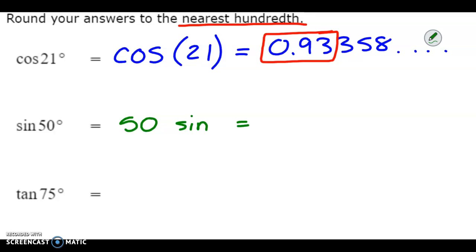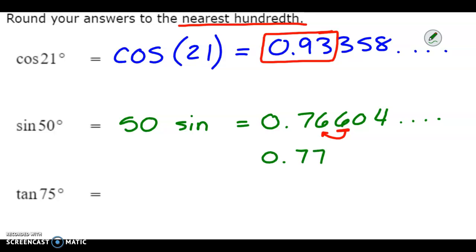Okay? And that's going to end up giving you 0.76604, blah, blah, blah. Again, nearest hundredth is going to end up rounding the first 6 up to 0.77, and that's going to be your rounded sine of 50 degrees.